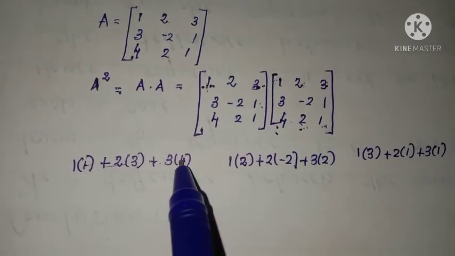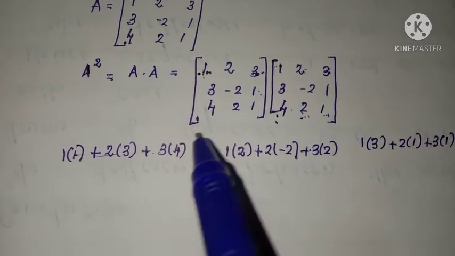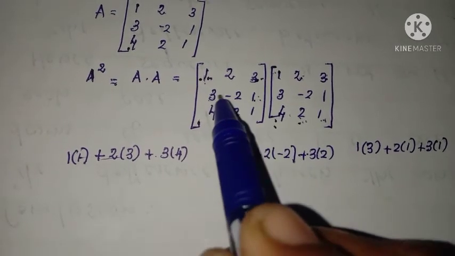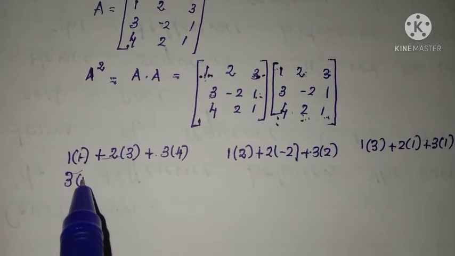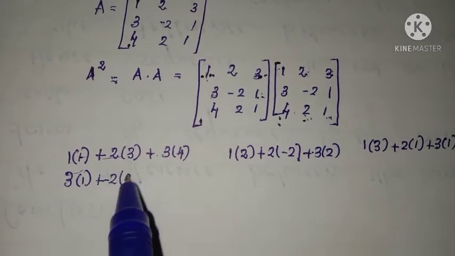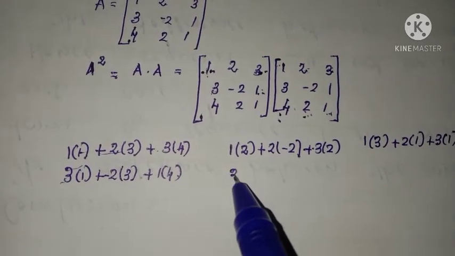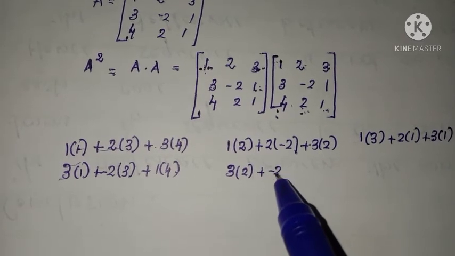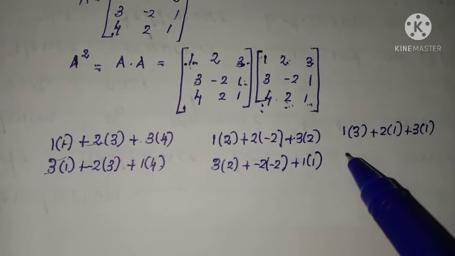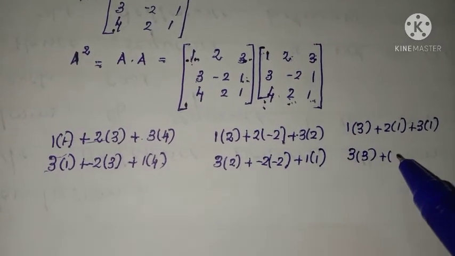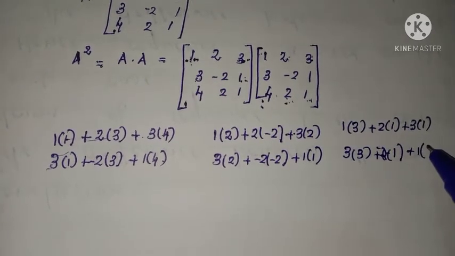So that is first row, first column; first row, second column; first row, third column. That is over. Now take the second row and multiply it with these columns. So this is 3 into 1 plus minus 2 into 3 plus 1 into 4, that is the first column. Now second column: 3 into 2 plus minus 2 into minus 2 plus 1 into 1. Now third column: 3 into 3 plus minus 2 into 1 plus 1 into 1.